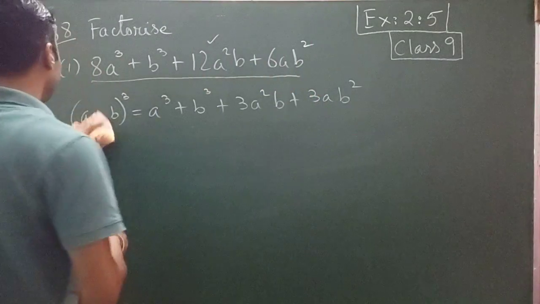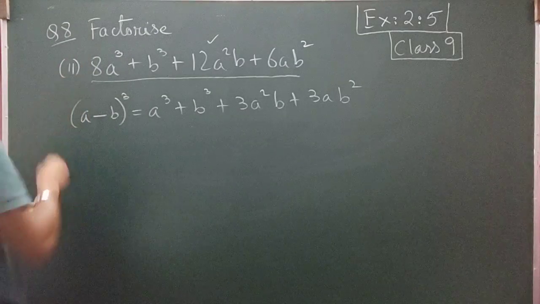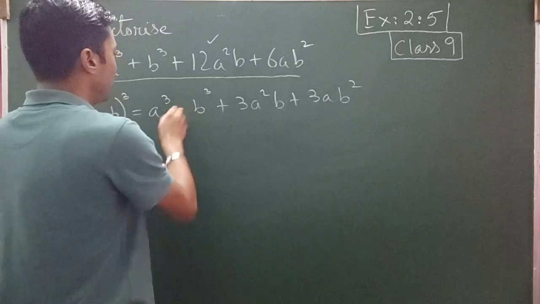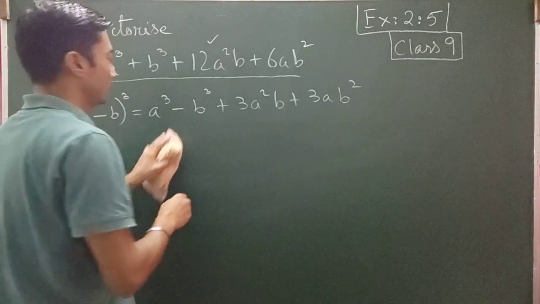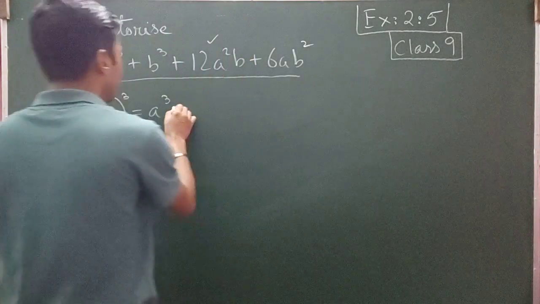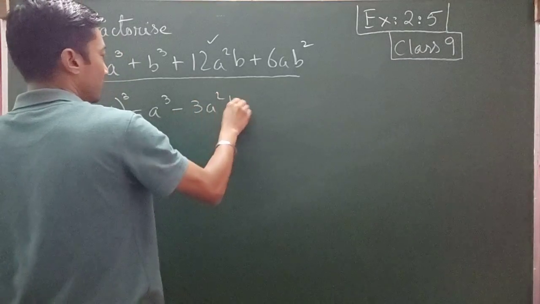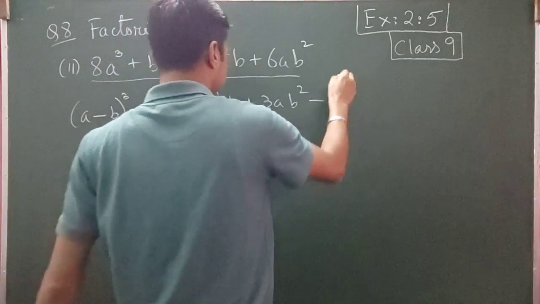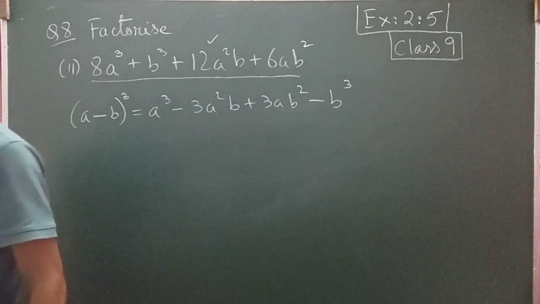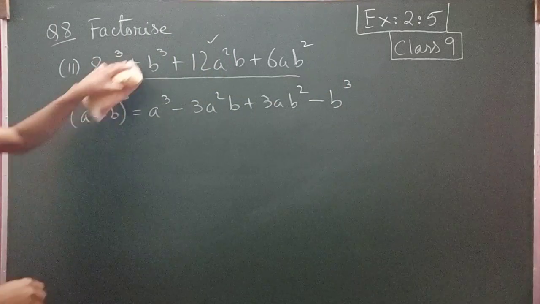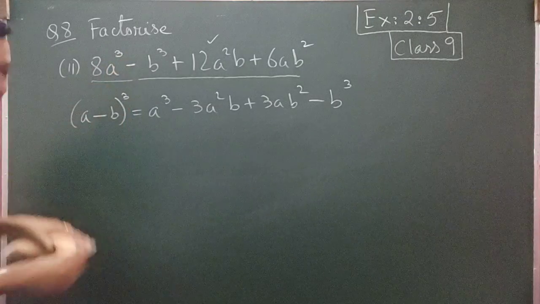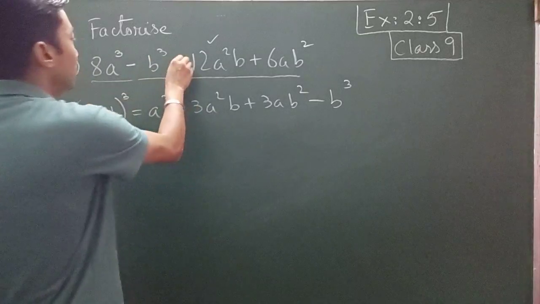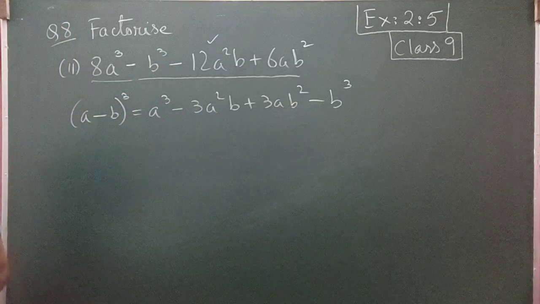So next question we will be needing this identity, that is a minus b whole cube. So what was it? a cube minus b cube, or of course if you want to arrange it, right, that is a cube minus 3a square b plus 3ab square minus b cube. And our question is 8a cube minus b cube minus 12a square b plus 6ab square.